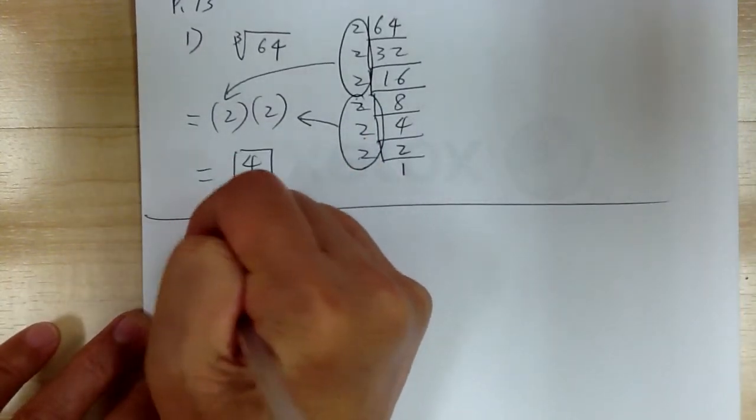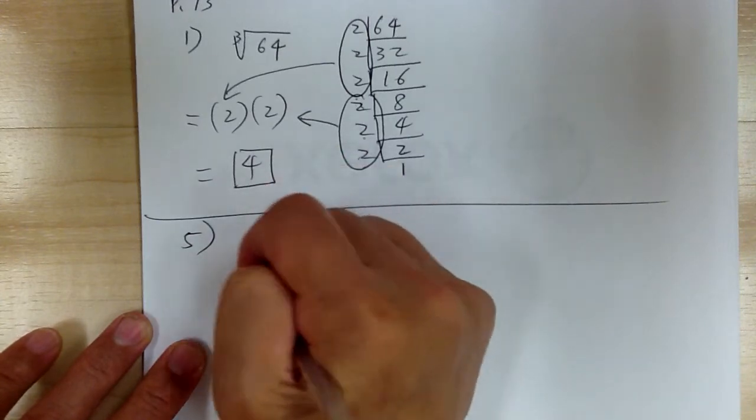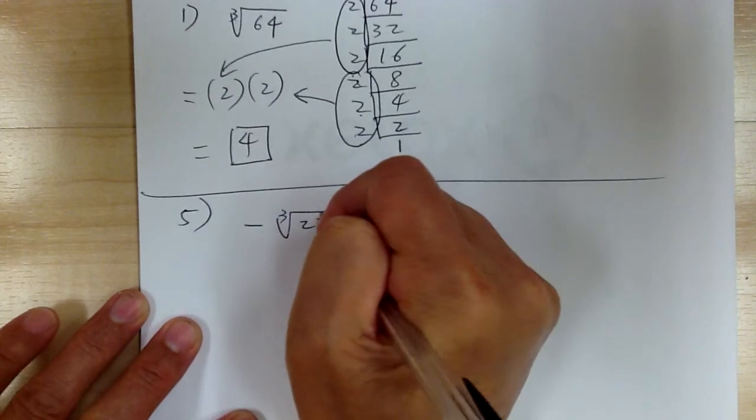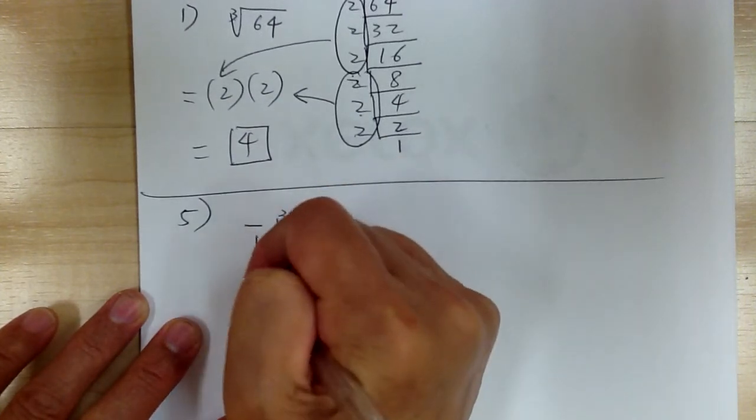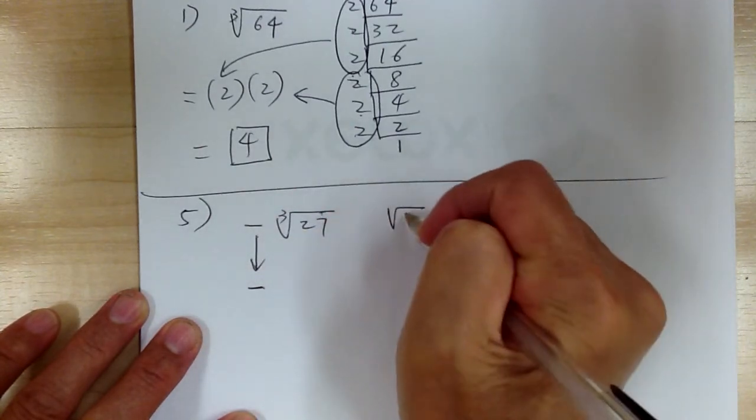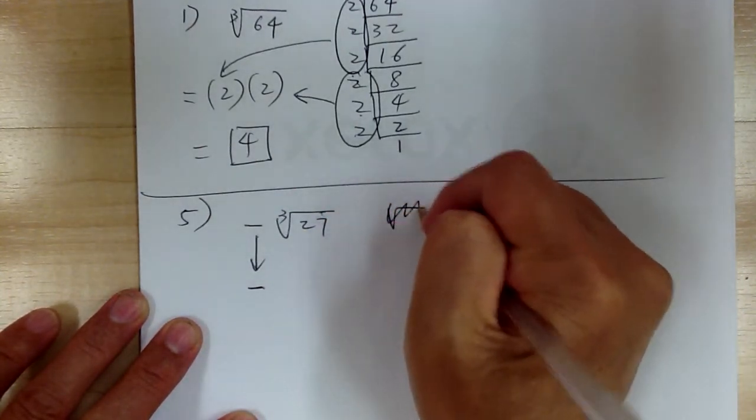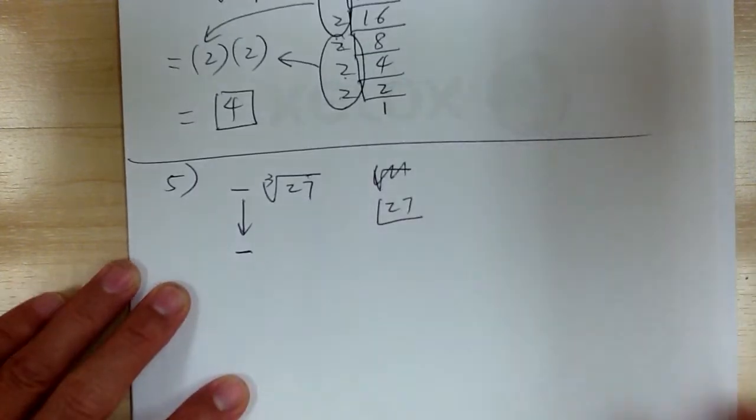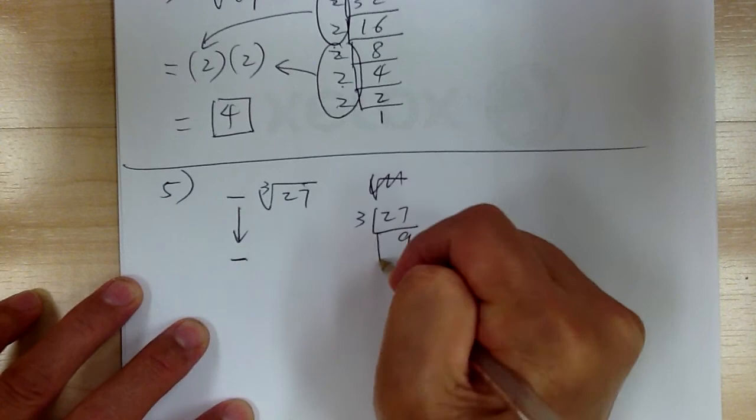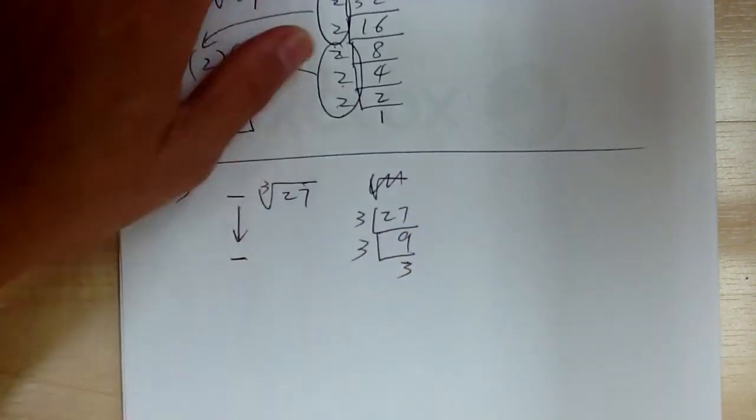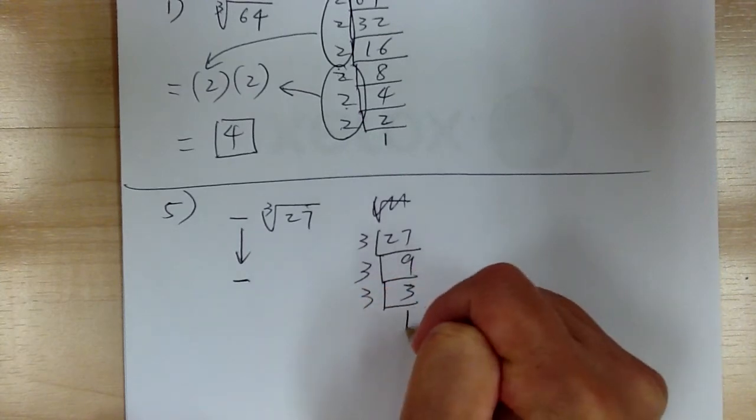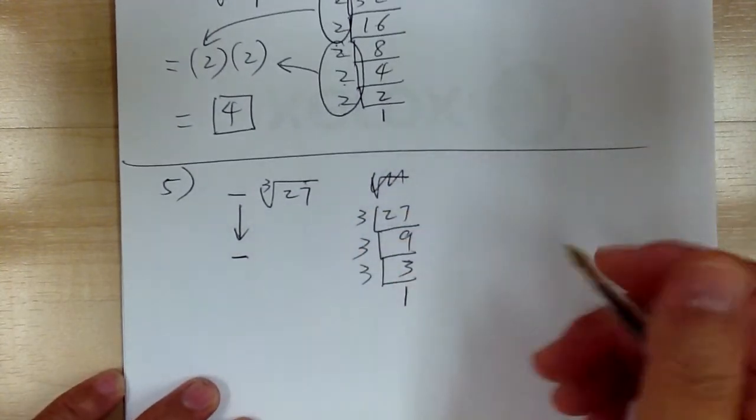Okay, let's do number 5. You have negative cube root of 27. So from here, the negative stays negative, right? You just follow it, drop it down, and you've got a 27. Again, you're going to factor this. So you can divide by 3, so you get 9. Divide by 3, you get 3. So you can do it this way, and you've got 3 of them. Or you can do it one more time, so that way you get all the numbers on the side. So you can do it either way.